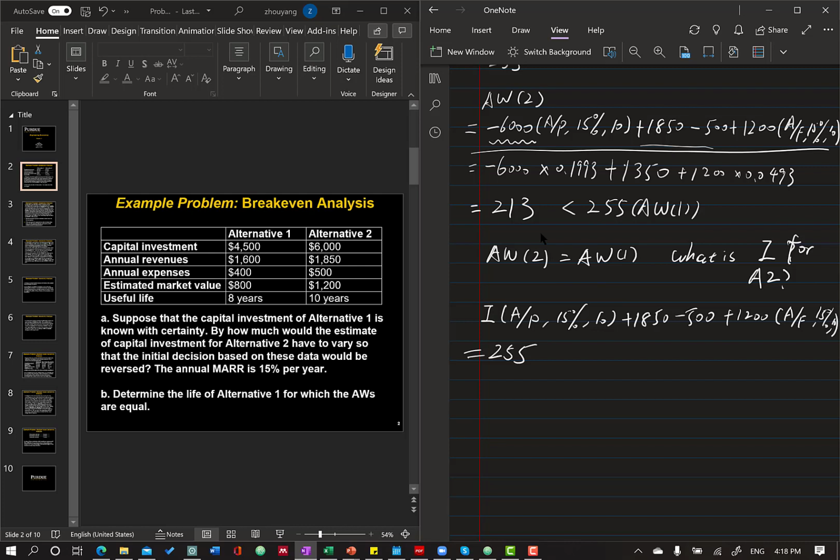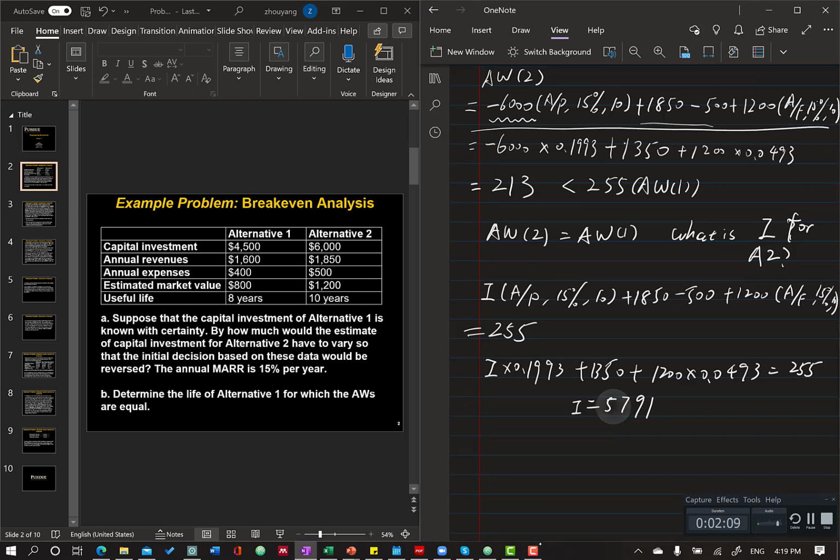And after plugging these numbers, we get I times 0.1993 plus 1350 plus 100.0493 equals 255. It's just one variable, one unknown equation, and very straightforwardly we can get I equals 5791.